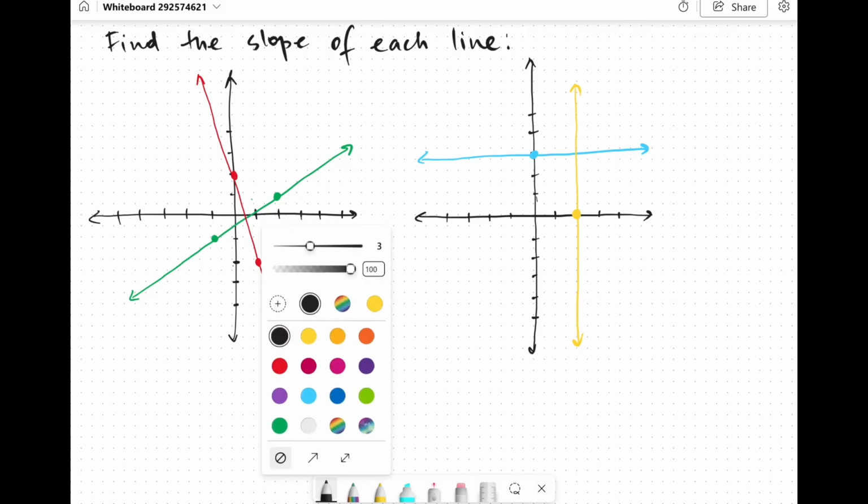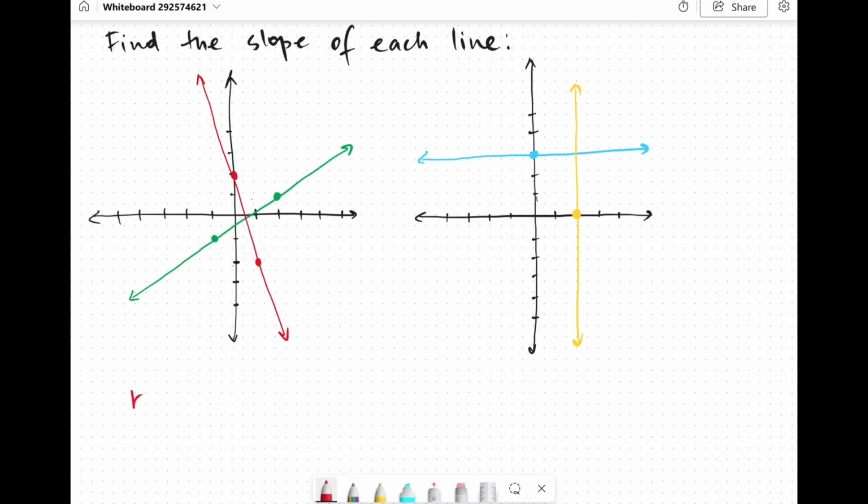So we'll start with the red line, and I'm going to color code it here. The red line, as you can see, is falling from left to right. That tells us that the slope will be negative. There's a couple of different ways you can compute the slope of the line that is pictured. You can find the coordinates of 2 points, and you should always be able to find the coordinates of points that are not decimals or fractions.